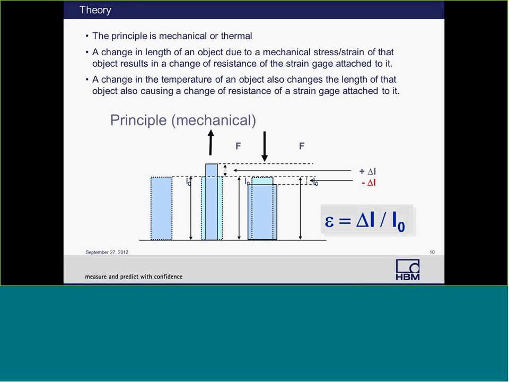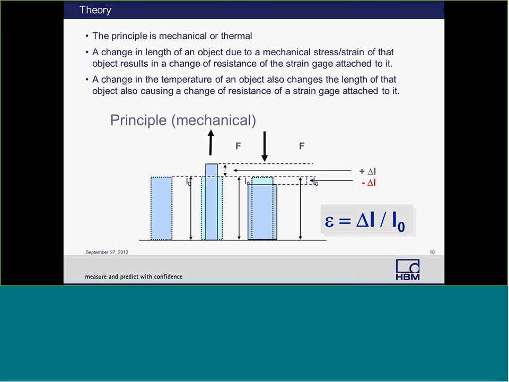All right, so the theory behind the strain gauge. The principle is mechanical or thermal. A change in the length of an object due to a mechanical strain of that object results in a change of resistance of the strain gauge attached to it. Also, a change in the temperature of an object changes the length of that object, also causing a change in the resistance of the strain gauge attached to it.